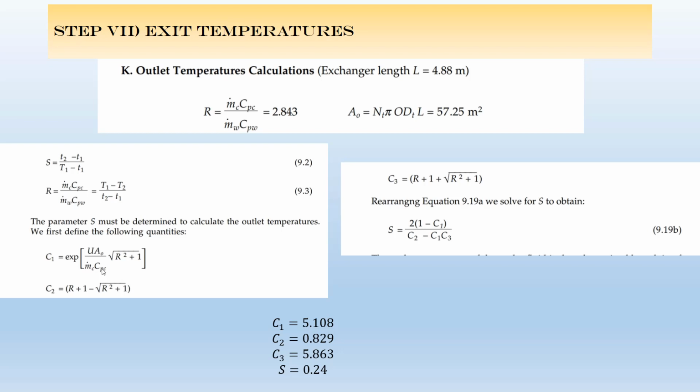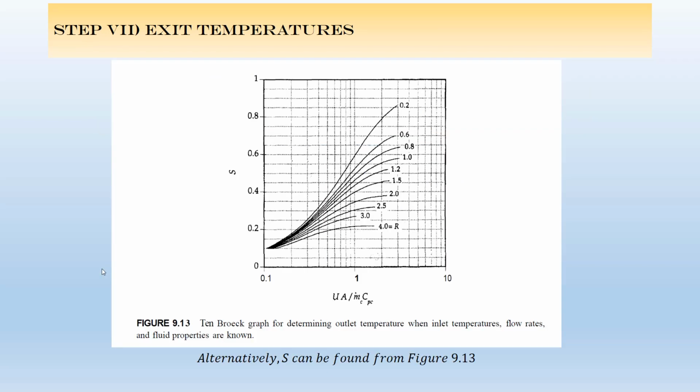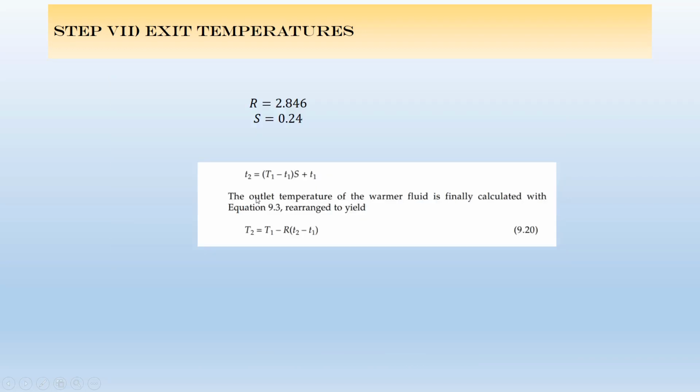So by having this information, you can find the exit temperature. Also, you can find S by using figure 9.13. So you can simply find the UA over m dot Cp and also R, and then from here you can find S. So by having R and S and the definition of R and S, you can find the exit temperature. And this is the exit temperature.